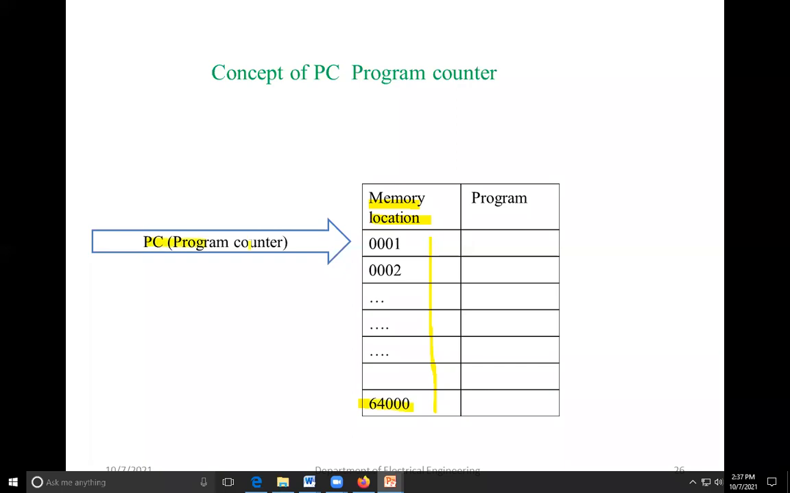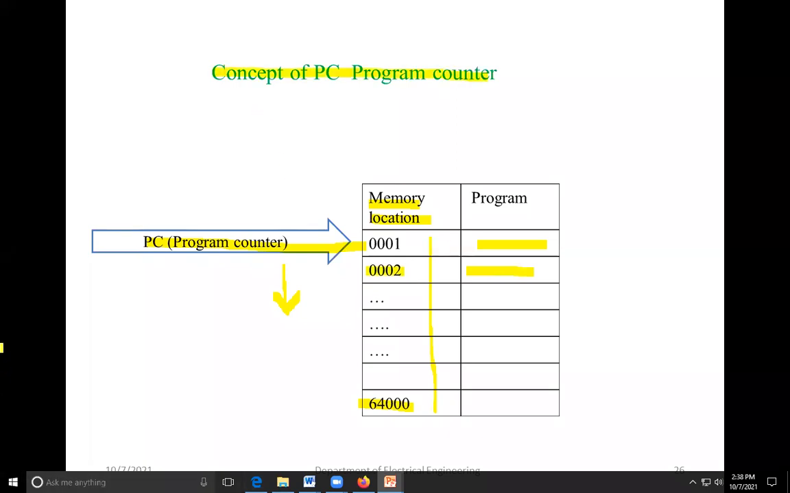What is the program counter? The program counter is at location 001. If there is any instruction, suppose a MOV A, B instruction, after fetching the instruction, what will happen? Automatically the program counter will be incremented and it will go to the next instruction, which is at location 002, and at that location there is some instruction. This instruction will be executed. This is the concept of the program counter.